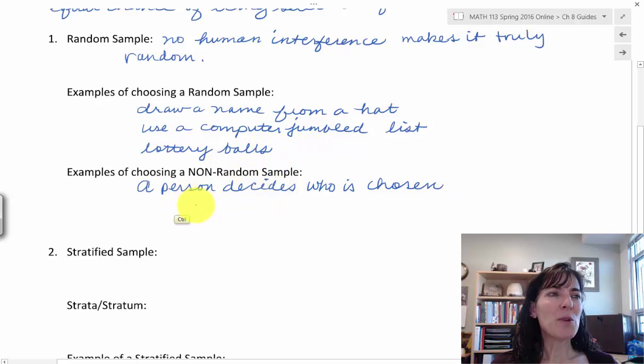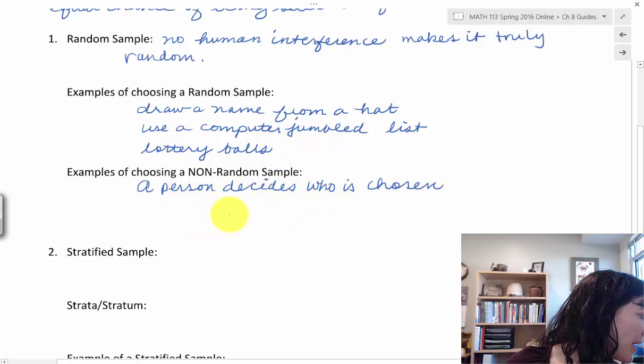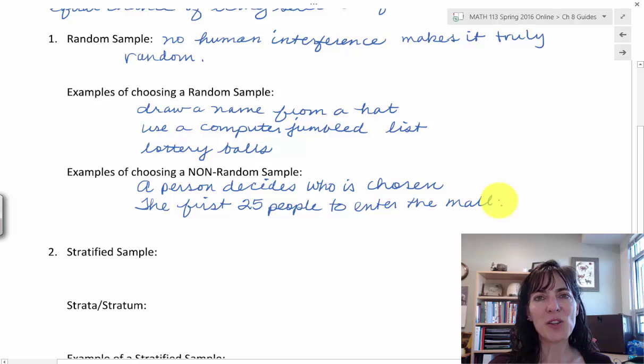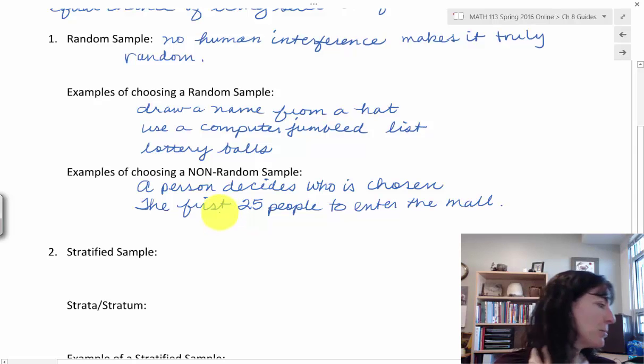So non-random means a person decides, and another non-random way is taking the first 25 people who walk through the door at the mall, for example. That's not random because first off, they have to be going to the mall, and not everybody in your population probably goes to the mall. You have to be careful about taking the first 25, because then again, they're all early birds or on-time people or whatever, but they're a specific kind of person, and not everyone has an equal chance if you do it that way.